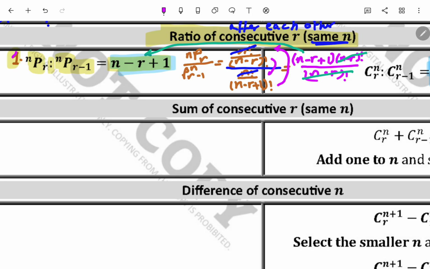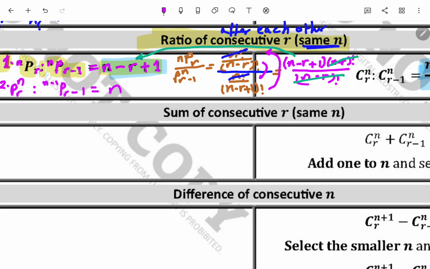Here in number 1 we say that nPr divided by nP(r-1) will give you n minus r plus 1. And if we are going to have another ratio, but including consecutive n and r, we can have nPr divided by (n-1)P(r-1). And after proving this, you will get n.